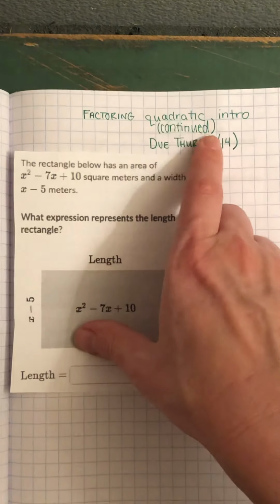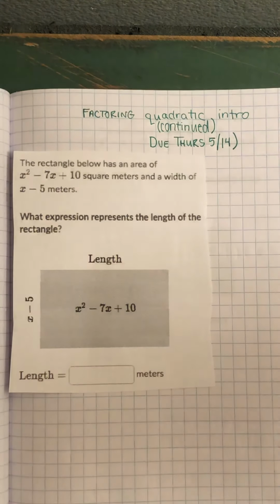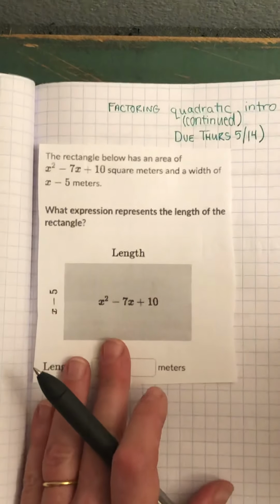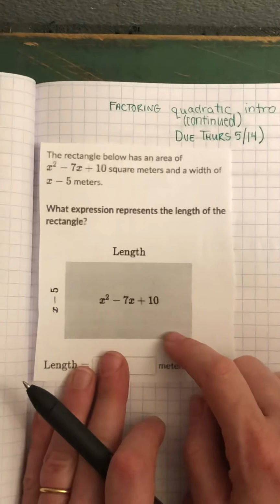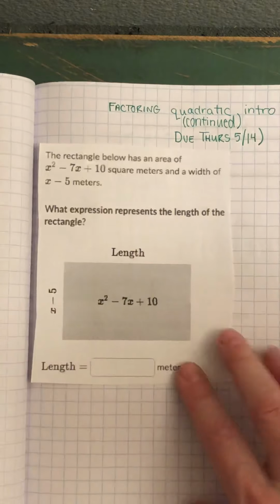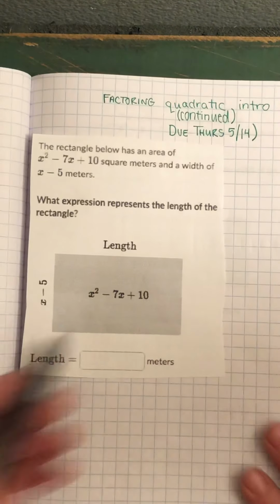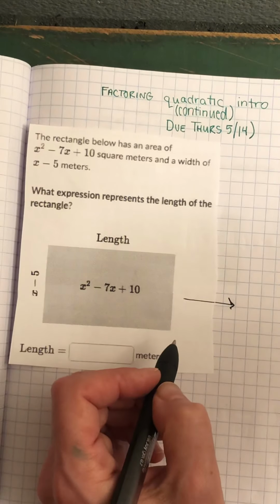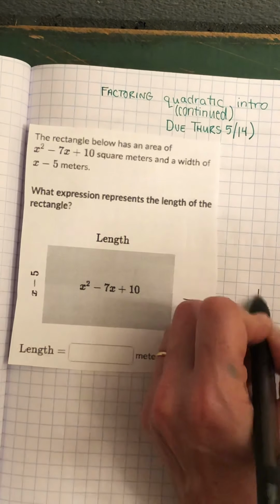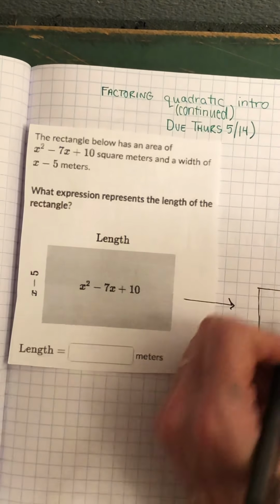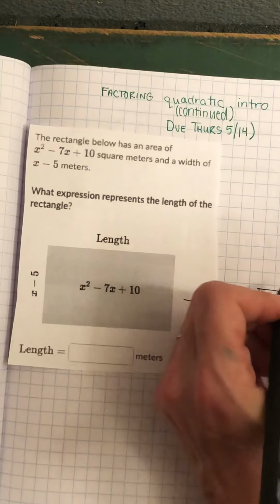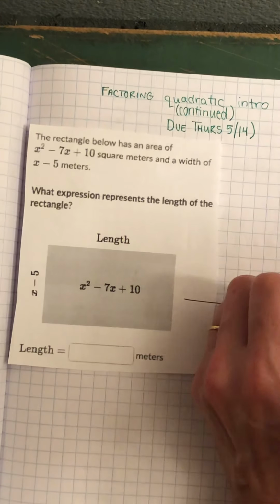One more kind of example. Again, it's factoring quadratic intro. So this one actually gives you one of the factors and you just have to find the other one. So I'm going to rewrite this. I'm going to use scratch paper and set it up like a generic rectangle. So I have an x and a negative 5.